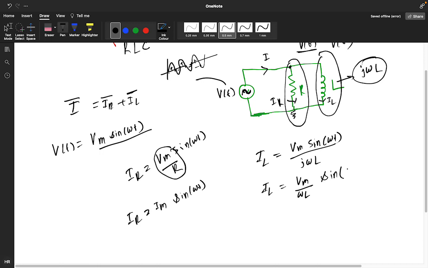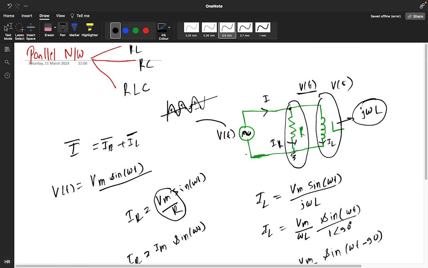So Vm by omega L sine omega t, and here j is 1 at an angle 90 degree, the meaning of j. So if Vm by omega L, and this goes upside, then what will it become, sine omega t minus 90 degree. So these things will become Vm by omega L sine omega t minus 90 degree.